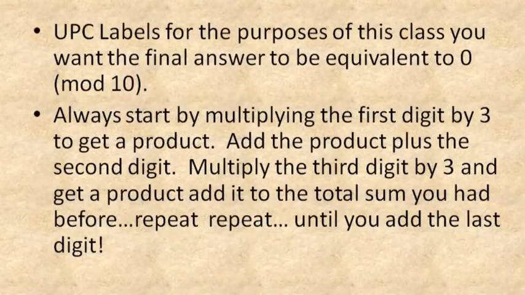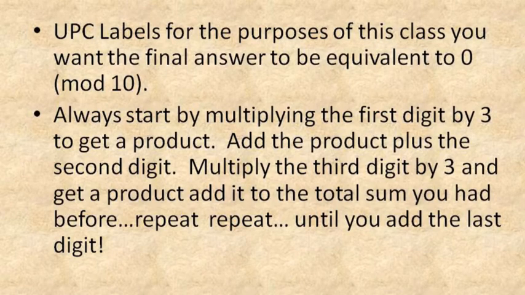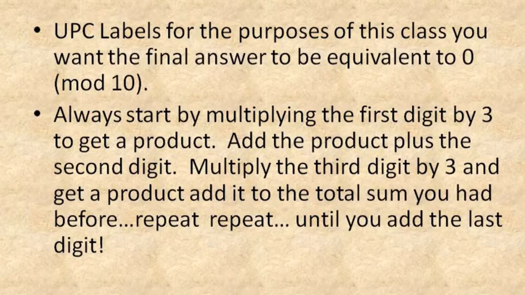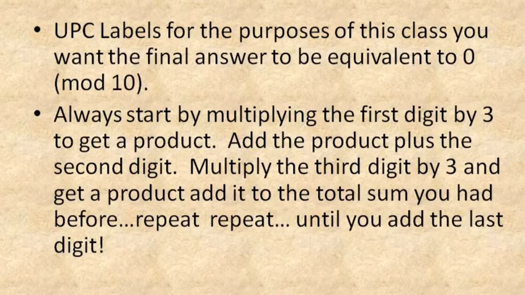The rest of 2.4 has us looking at UPC labels. For the purposes of this class, you want to remember that your final answer, your goal, would be to have 0 mod 10. That is, to find numbers that are evenly divisible by 10. So 10, 20, 30, 40, 50, numbers like that.